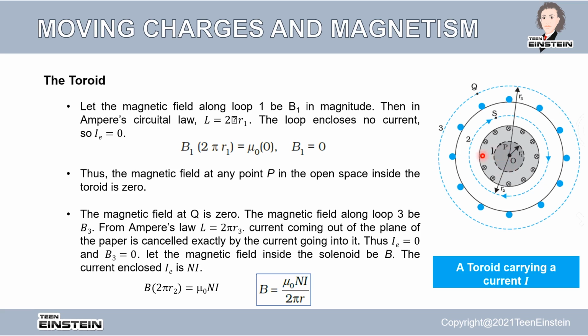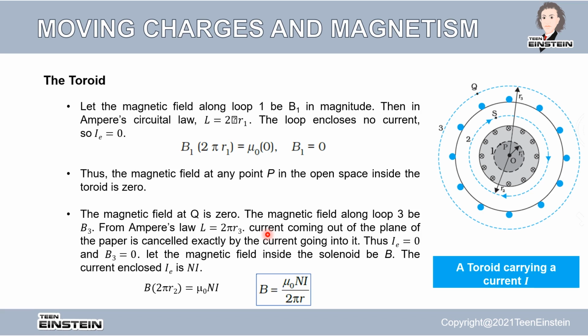And let's now look at loop 3. Loop 3 also encloses 0 current because the current coming out of the plane through the blue dots goes into the plane here. So the total current enclosed inside this loop is going to be 0. So B equals 0 at Q also. So the magnetic field along loop 3 be B3. From Ampere's law, L equal to 2 pi R3. And we already talked about this. Current coming out of the plane of the paper is cancelled exactly by the current going into it. So I equals 0 and B3 is also equal to 0.